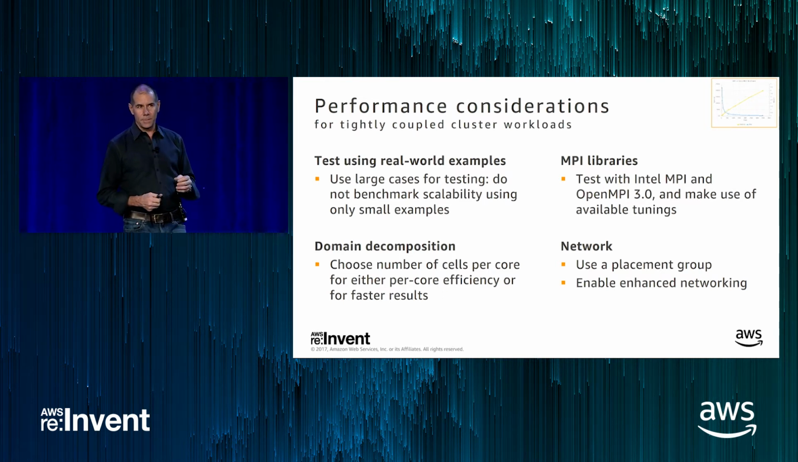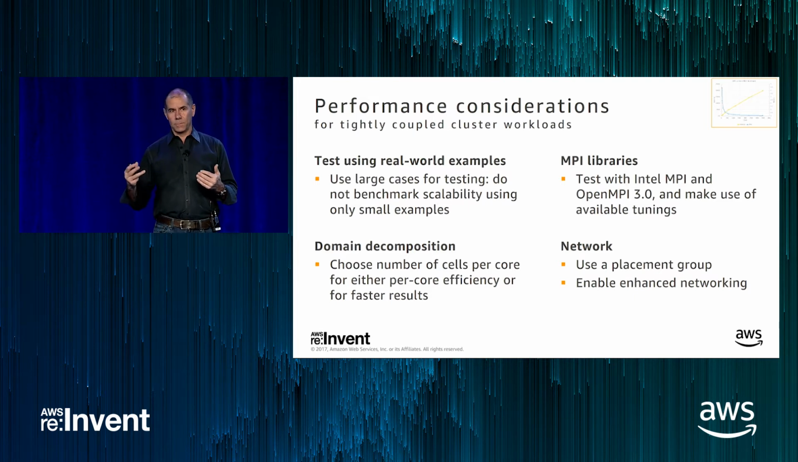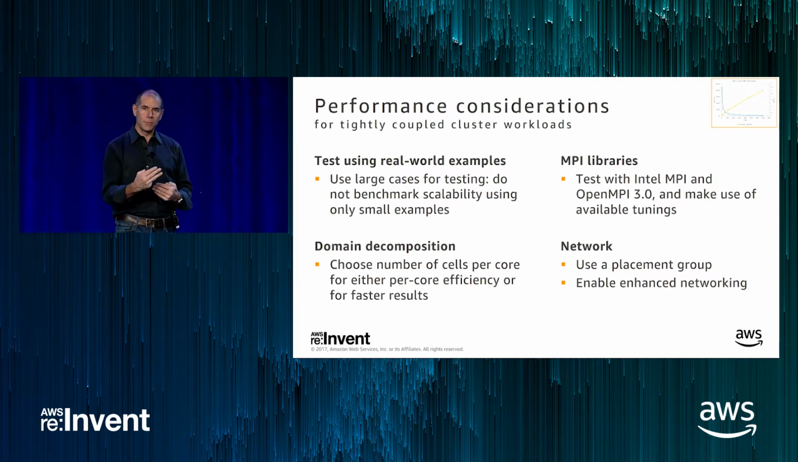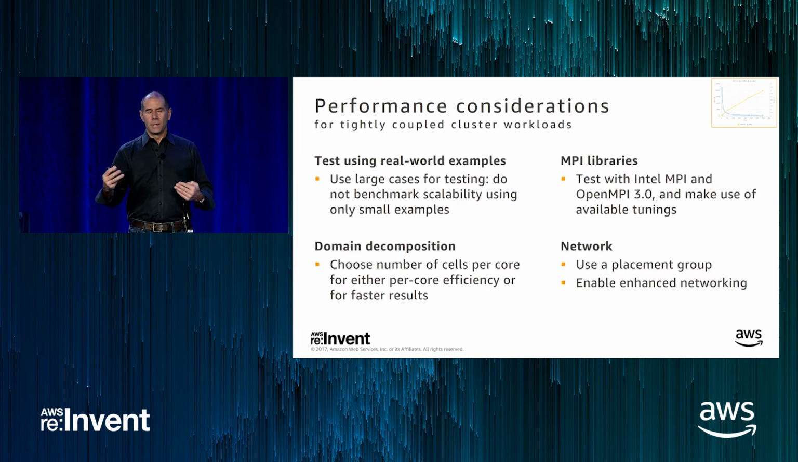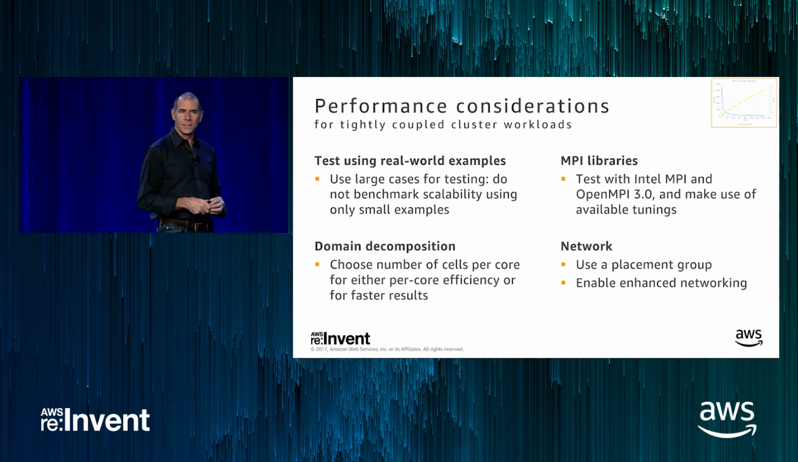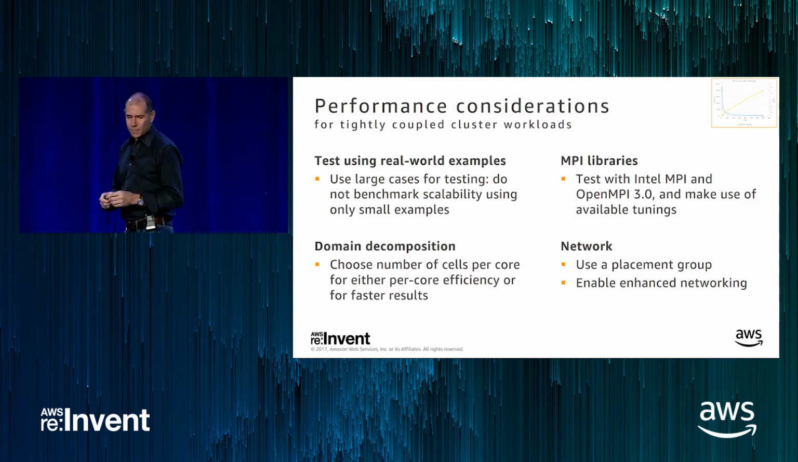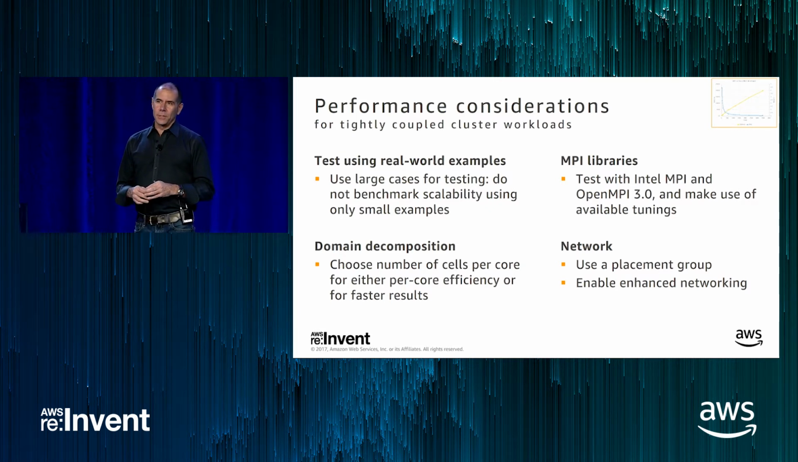And the sweet spot might be different depending on whether you're most focused on getting fast performance, job completion time, or whether you want to optimize the spending on EC2 instances, right? Not overload the instances and use more than you need. So it's important to test. MPI libraries, also very important.